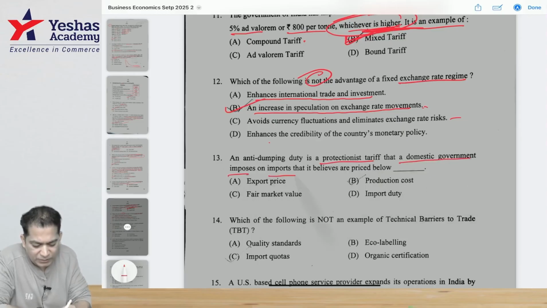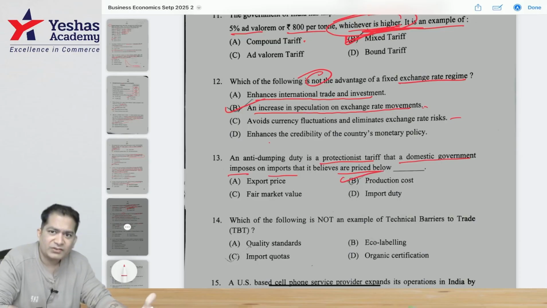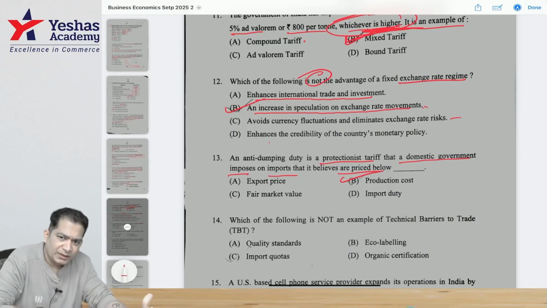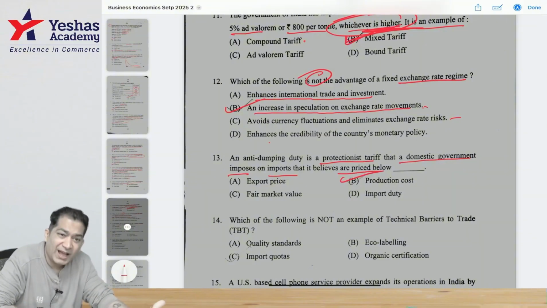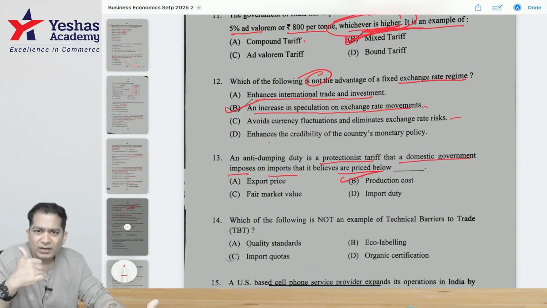Anti-dumping duty is a protectionist tariff imposed by the importing country, that a domestic government imposes on imports that it believes are priced below their own production cost, or when the same commodity is sold in the country where it is exported at a much lower price than what the company charges in their home country. All right.